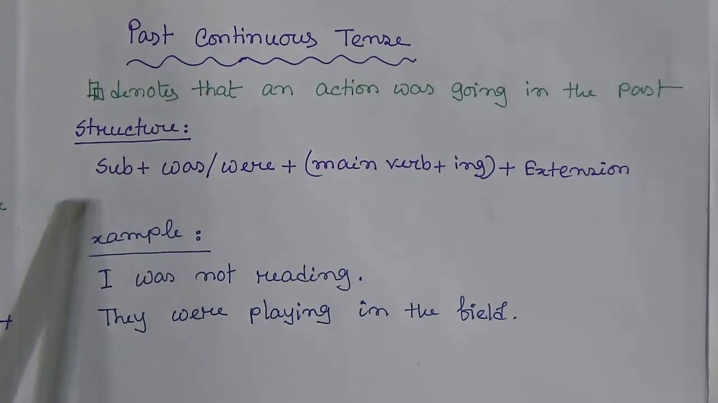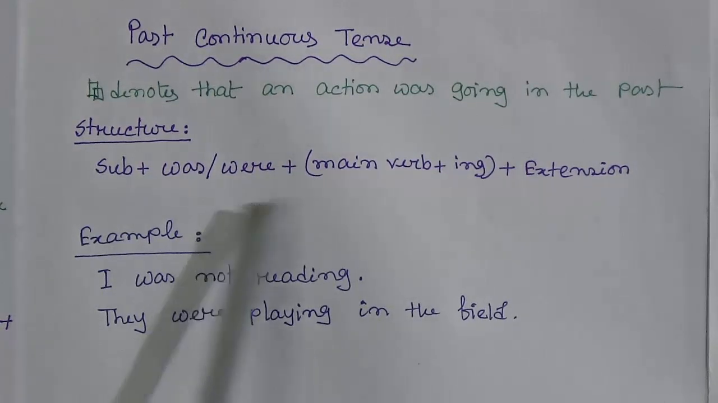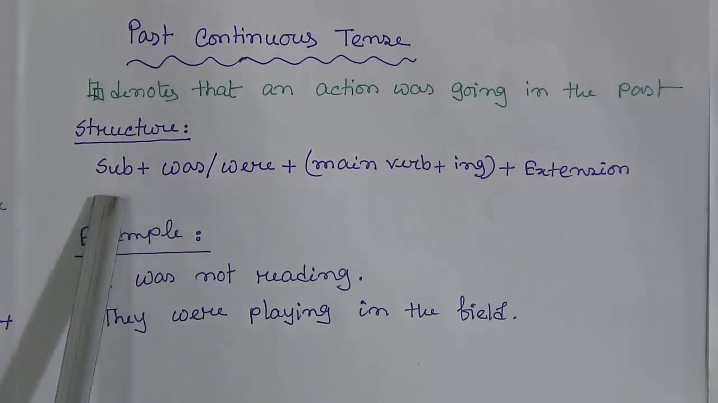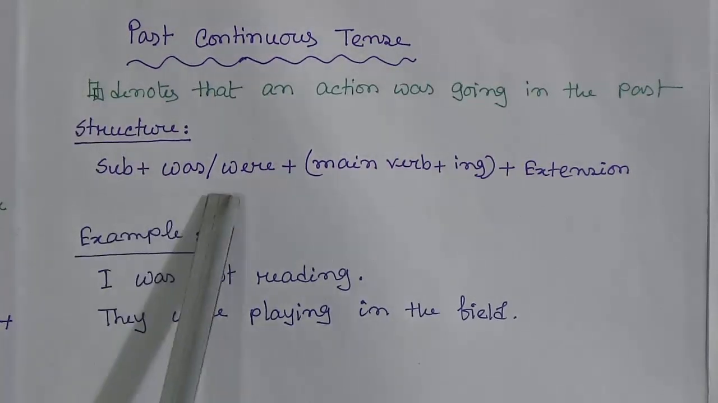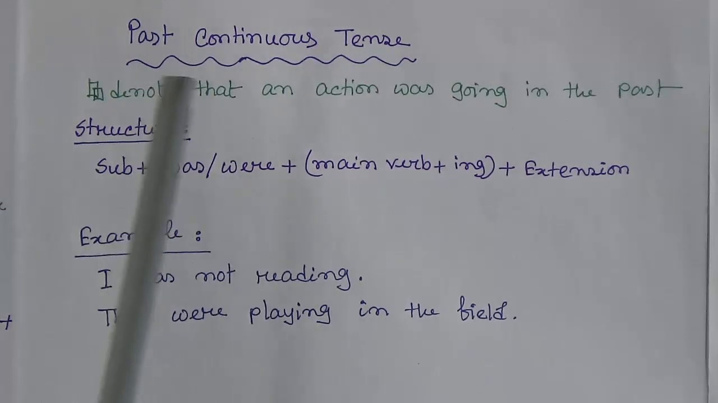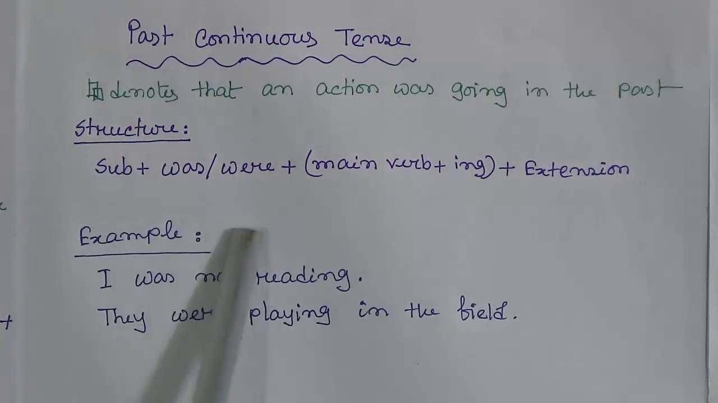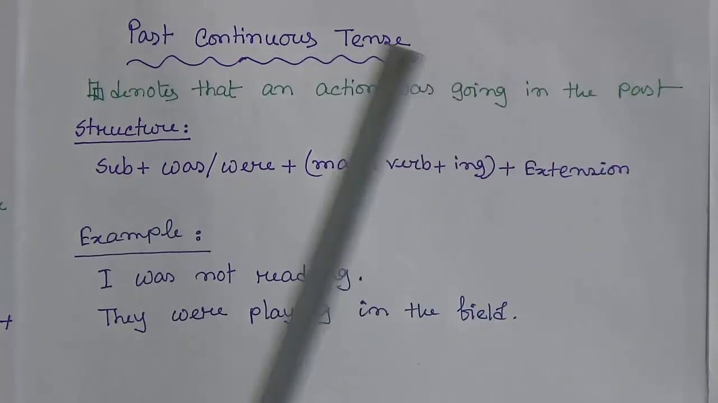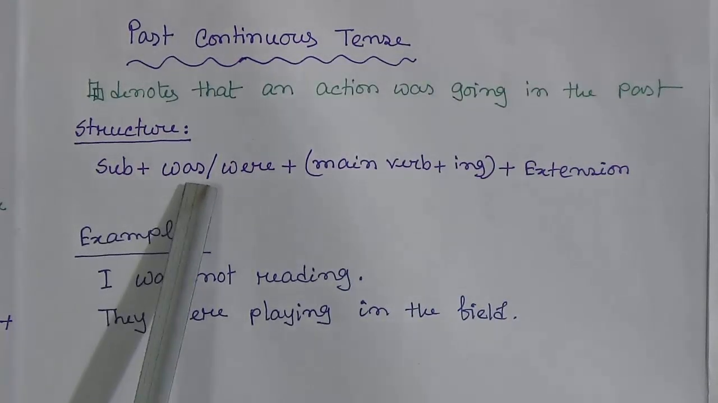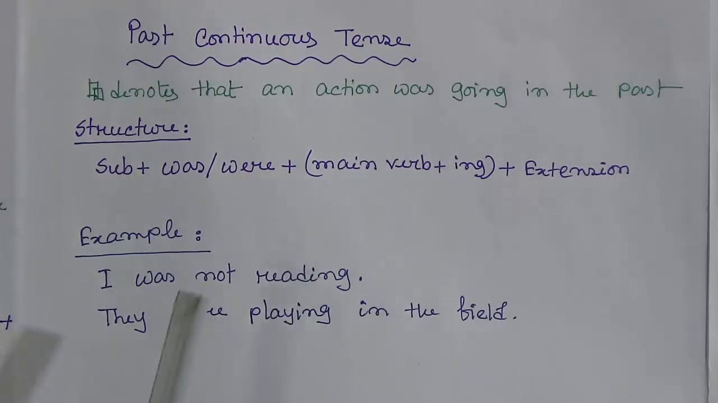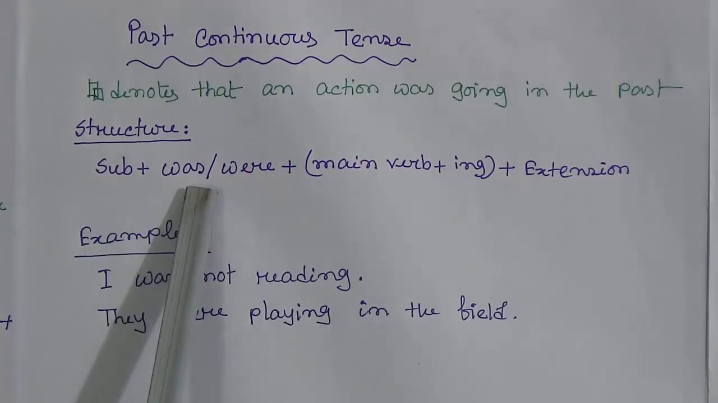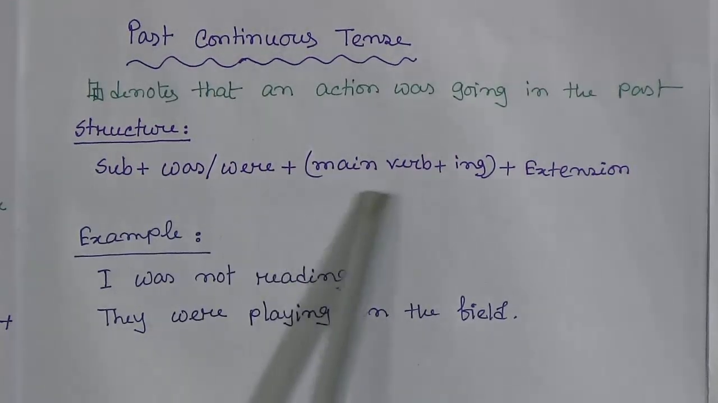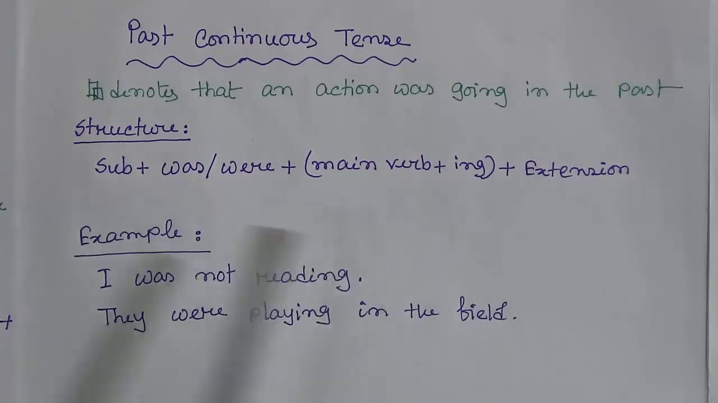Structure: subject plus was or were plus main verb plus ing plus extension. Here also we have to use was or were according to the number and person of the subject. For the singular number we have to use was, and for the plural number and the second person we have to use were. So subject plus was or were plus main verb plus ing plus extension.